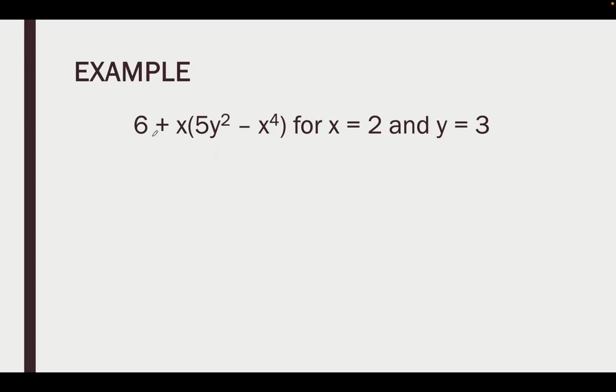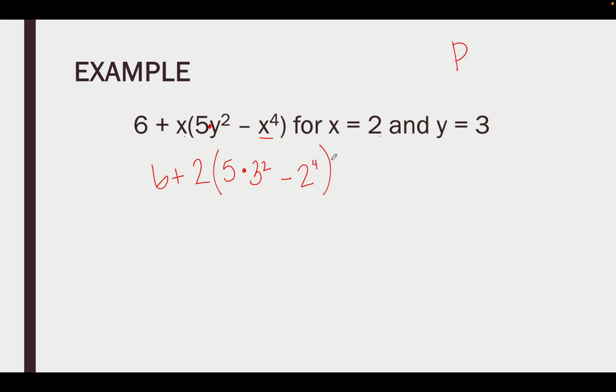So we have the expression 6 plus x times the quantity of 5y to the second power minus x to the fourth power. We are going to solve that when x is equal to 2 and y is equal to 3. So the first thing we need to do is replace x with 2, and then we also need to replace the y with a 3. So this becomes 5 times 3 to the second power minus 2 to the fourth power.